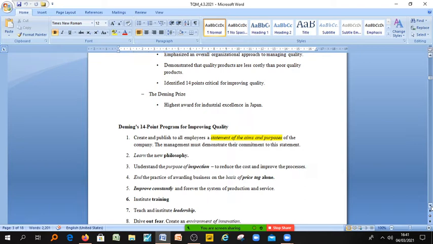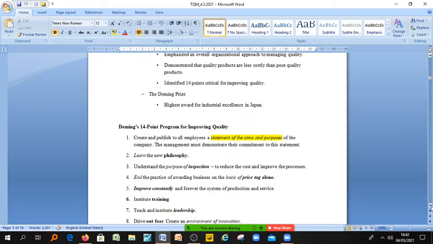Then improve constantly. In other words, continuous improvement. Improve what? Constantly. You can never say that this product is 100%, but you keep on improving. Total quality management is a continuous process. And most of these basics of total quality management are actually built around Deming's 14-point program of improving quality.